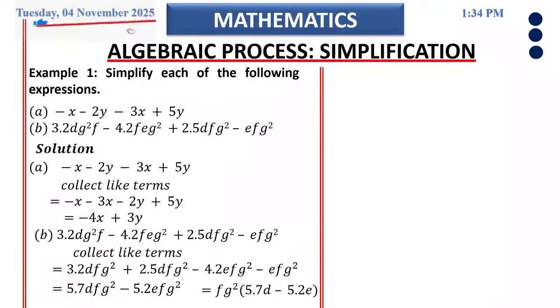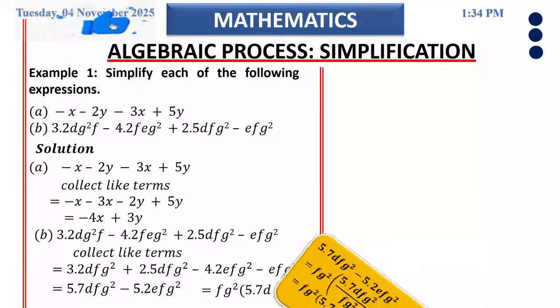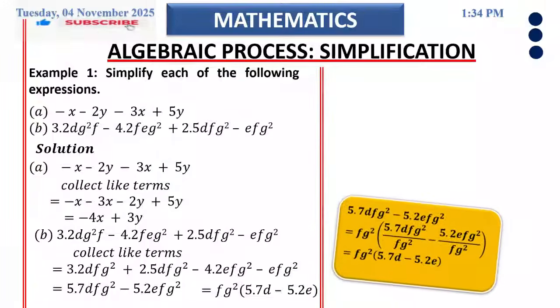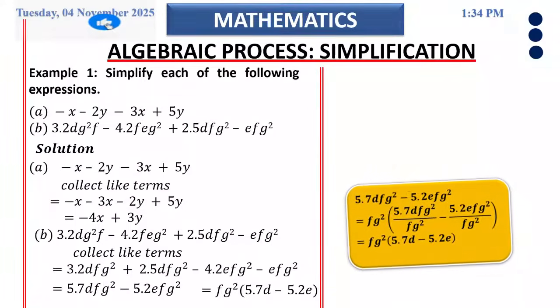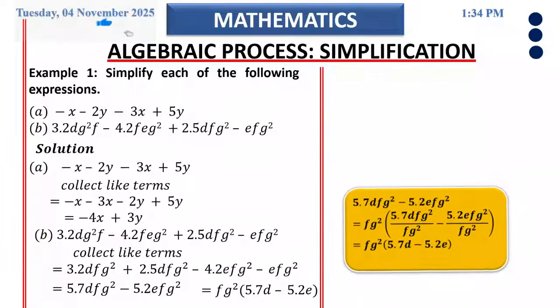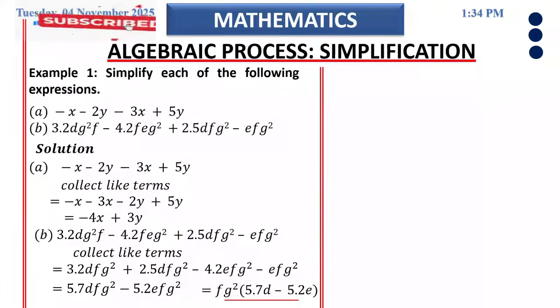So what we simply do is, since we know that fg square is common on both sides, we bring it out and use fg square to divide everything. So that will give us, of course, the other one disappears. And the good thing about this is, if you expand this, it will give you this back. So that's another way to look at it. All right, that being said, let's take a look at another question.